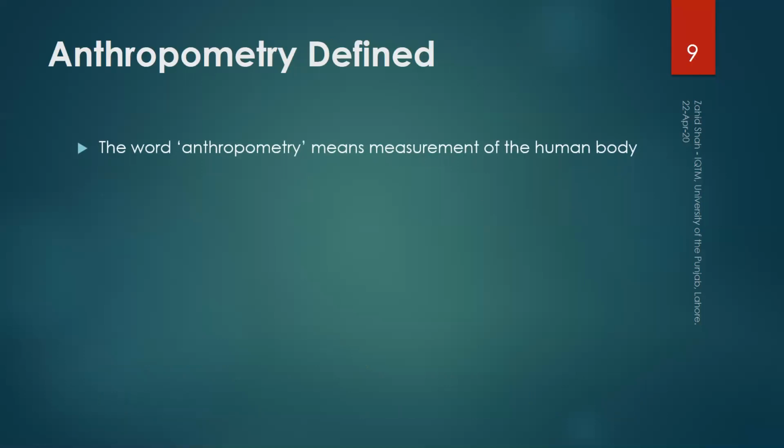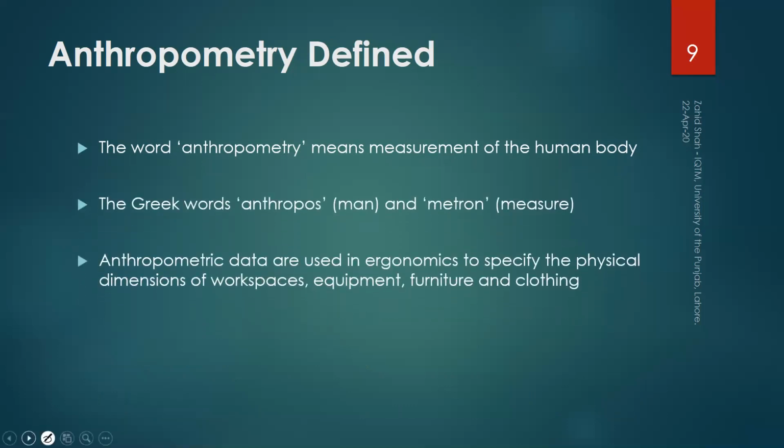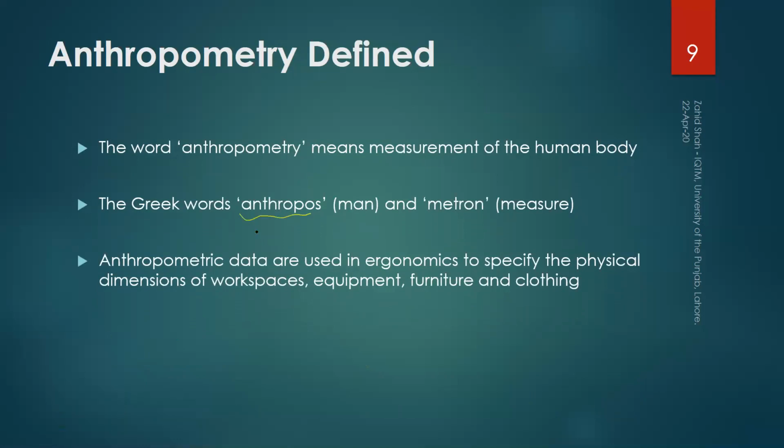So what is the definition of anthropometry? The word anthropometry comes from 2 words. One is anthropos, the other is metron. Anthropos means man, metron means measure. So it is about measurement of the human body.